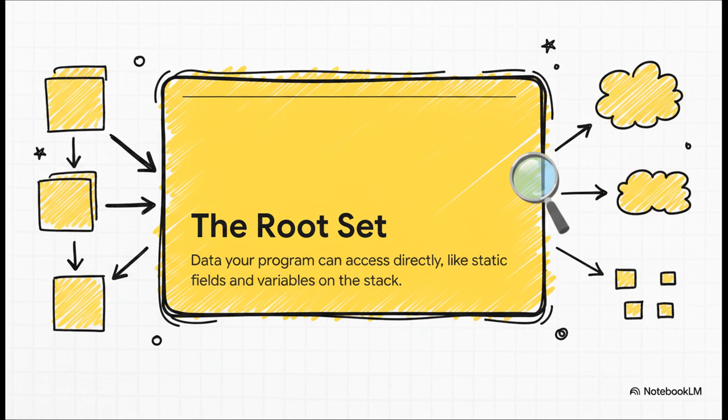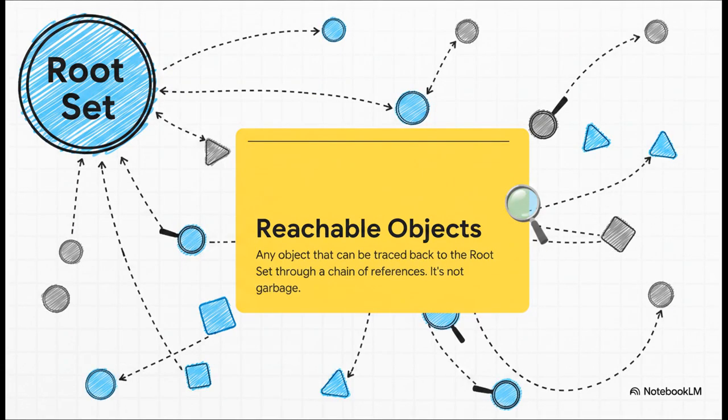These are the starting points. From there, it's pretty cool. The collector starts at that root set and just follows the connections. It follows every reference from one object to the next, almost like following a web of strings. Anything it can get to by following these paths is considered reachable. The logic is, hey, if you can still reach it, it must still be in use.